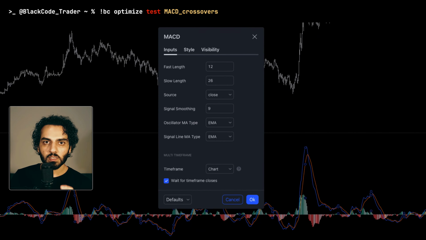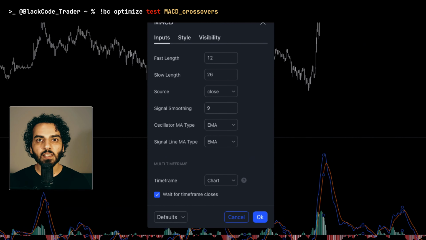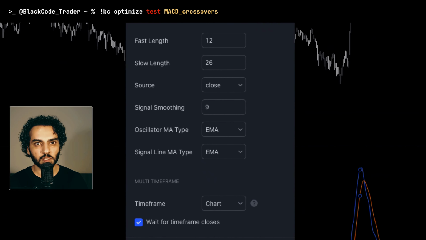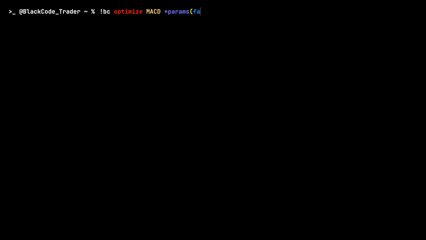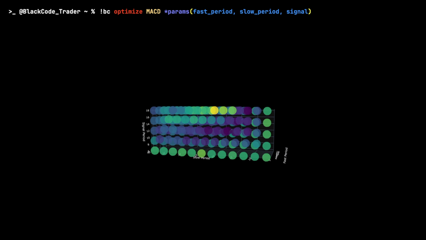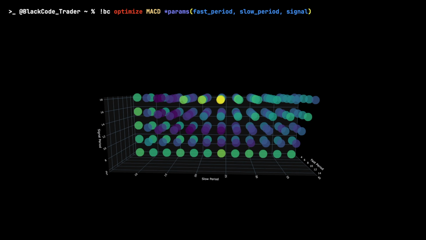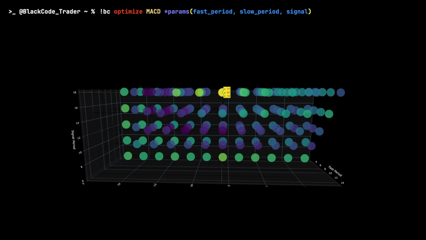But before I run this test, I need to know which MACD settings had the best performance in the data I am conducting this research. So the result is telling me that this one had better performance based on the Sharpe ratio. But pay attention, these results are subjective.